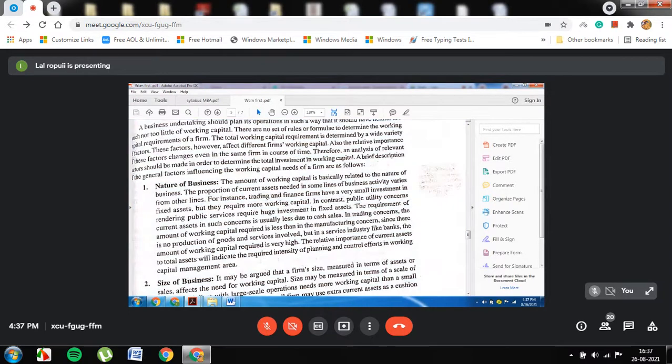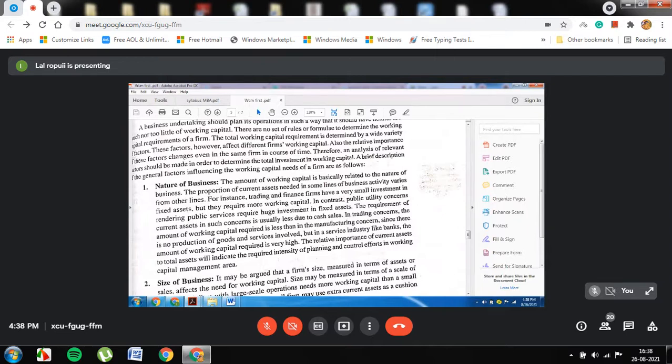Trading and finance firms have a very small investment in fixed assets. Trading firms do not get involved in the manufacturing process, the manufacturing of products. Then they need a very small investment in fixed assets. Fixed assets are assets which are durable, assets which are big.